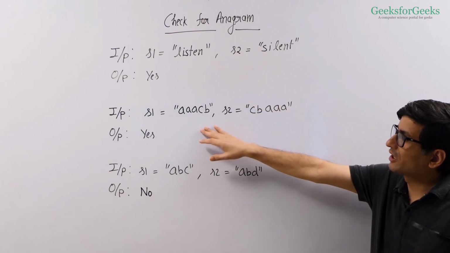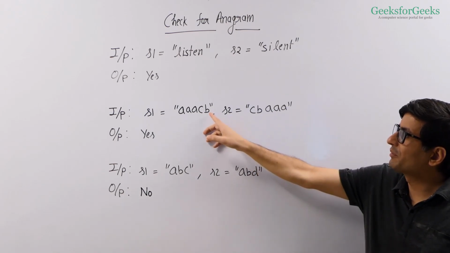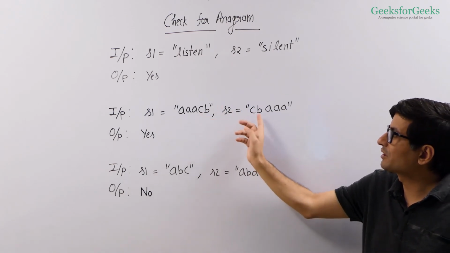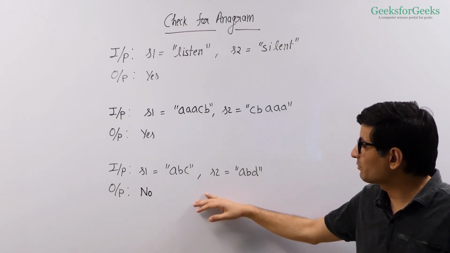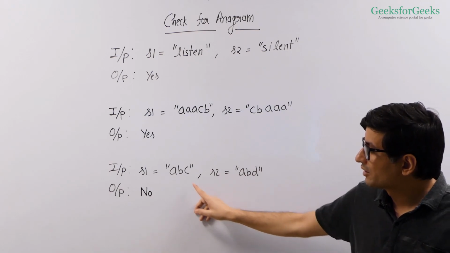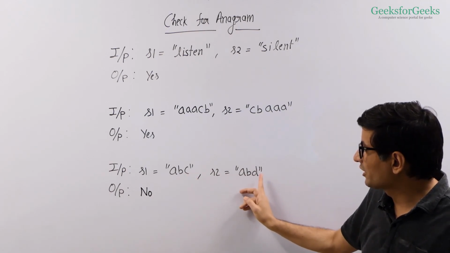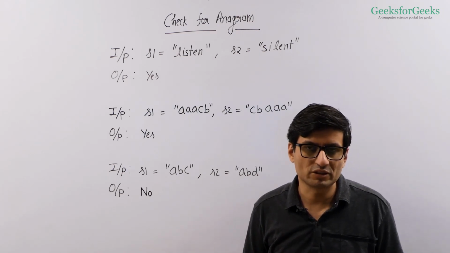Let's now see the second example. A appears 3 times here, A appears 3 times here, B appears once, B appears once, C appears once, C appears once. So they are anagram of each other. Now let's see this example. Here we have one string as ABC and the other string as ABD. So here we have C which is not here, D which is not here. So these two strings are not anagram of each other.